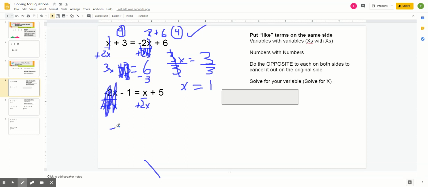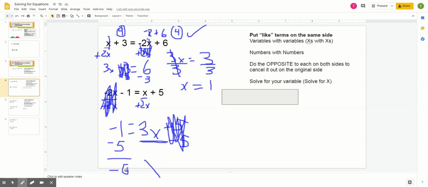All right, I'm left with on this side, minus 1 equals x plus 2x is 3x. The plus 5 comes down. And now I want to get my x by itself. How do I do that? By canceling out this side, which means I need to do the same to both sides. Minus 5 minus 5. This is going to cancel out. What am I left with? Negative 1 plus negative 5 is negative 6. Two negatives, right? Equals 3x.